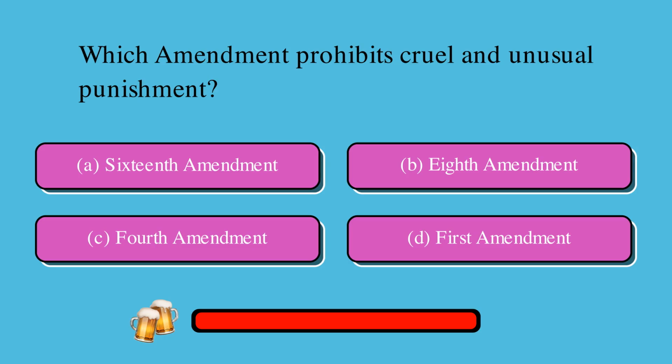Which amendment prohibits cruel and unusual punishment? Is it A, 16th Amendment, B, 8th Amendment, C, 4th Amendment, or D, First Amendment? The correct answer is B, 8th Amendment.